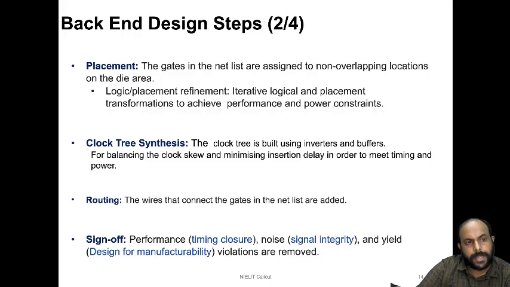And further, the next step should be the placement. In the placement step, the gates in the netlists are assigned non-overlapping locations on the die area. So placement is the actual place where we decide, with the house example, what should go in a particular room and so on. So logic placement is a very iterative process in which in each iteration certain refinement is achieved, so that the performance and power can be improved given the power constraints.